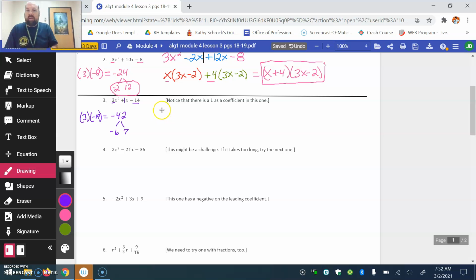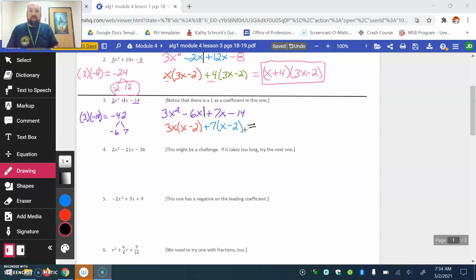Okay? So I'm going to help you by rewriting this. 3x squared, the first one stays the same, minus 6x plus 7x minus 14. Okay, I'm going to pause the recording, pause the video, see if you can finish it on your own. Okay, so I only did one step here. I'm going to take you to the end and see how you do. So again, my first binomial is going to be what's on the outside of the parentheses, 3x plus 7. And then what's in parentheses is my x minus 2.